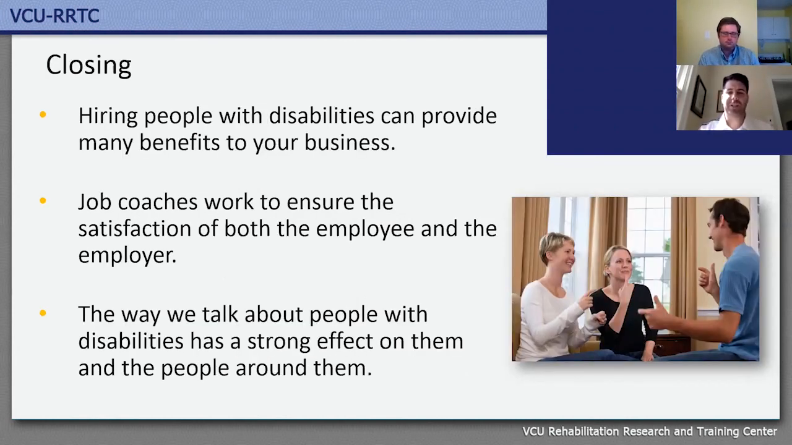So in closing, we hope that this has been helpful, and it's important to remember the following: that hiring people with disabilities can provide many benefits to your business. Job coaches work to ensure the satisfaction of both the employee and the employer. And the way we talk about people with disabilities has a strong effect on them and the people around them.